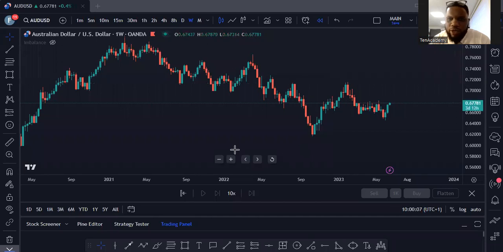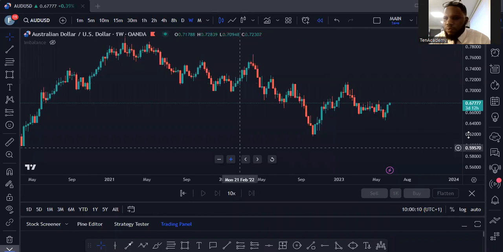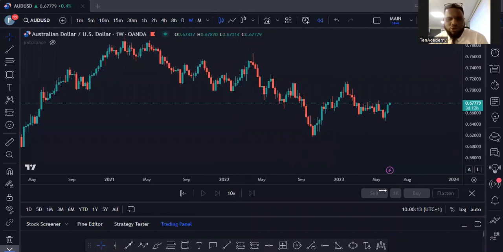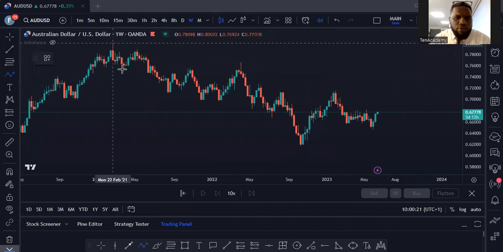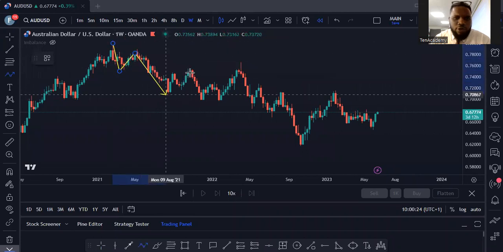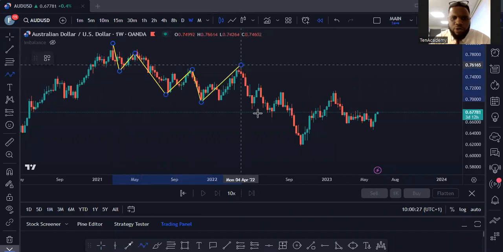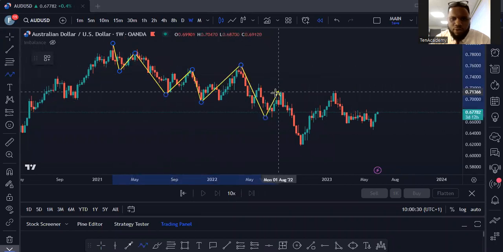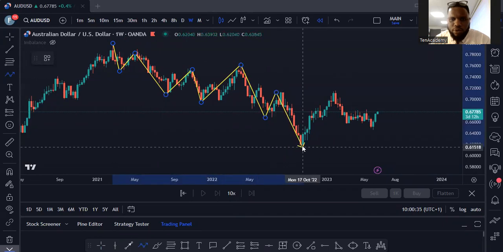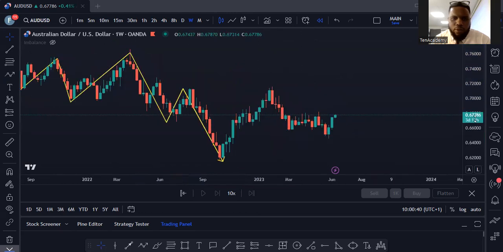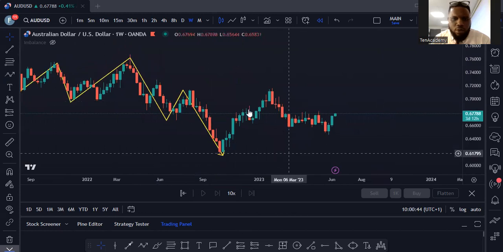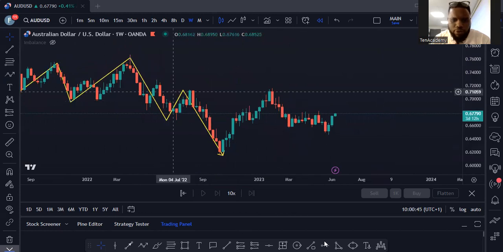Now I'm going to start by looking at the swing structure, at the major structure, before going to internal structure. Okay. Now let's draw it. Look at how price is coming down like so, giving you lower lows. Lower lows. Look at this particular.